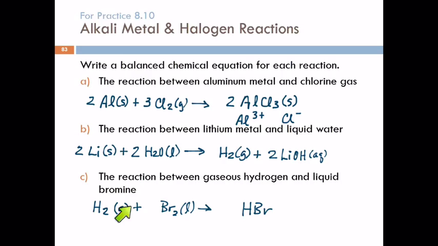So hydrogen and halogens react to form hydrogen halides. And all of the halides form -1 ions, and hydrogen forms a +1 ion. And so it's going to be HX, HBr, HI, HF. And these are going to be gases. Is that balanced? No. Just put a 2 over here and then we'll be good. Any questions?